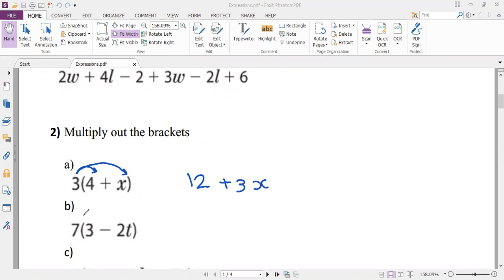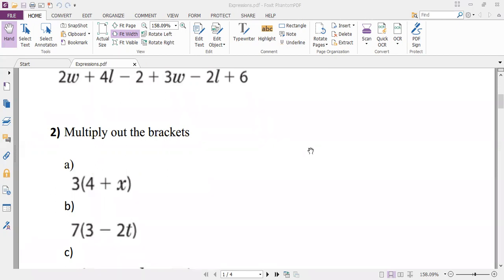Okay, the next one. 7 is multiplied by 3, and 7 is multiplied by negative 2t. So 7 times 3 equals 21. And you know that this 7 is positive, multiplied by negative. So positive times negative is negative. And 7 times 2 is 14t. Okay? So it's 21 minus 14t. We are expanding.